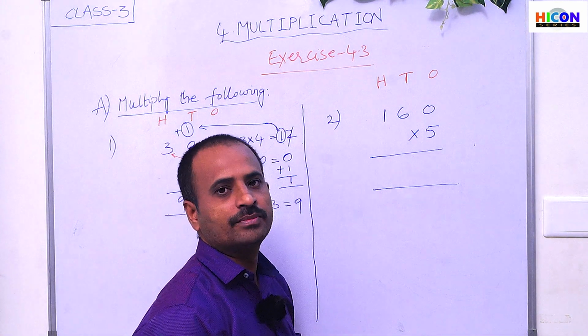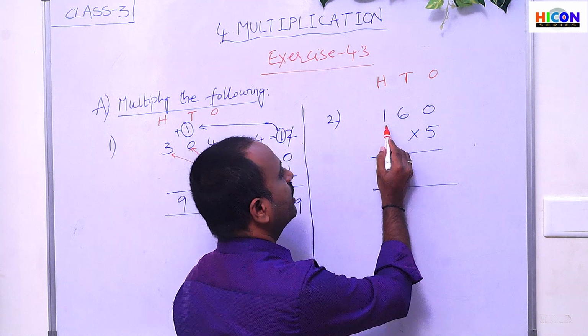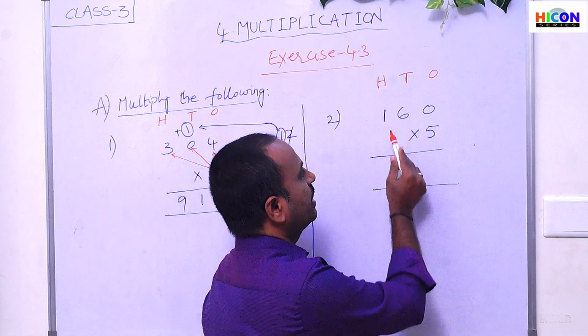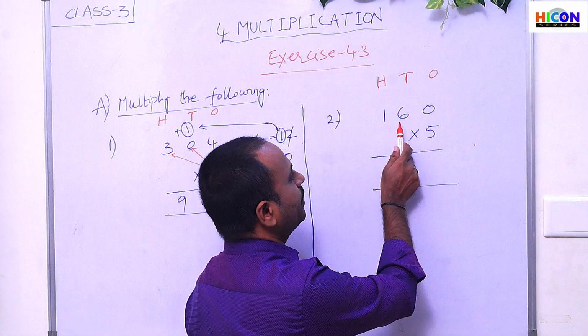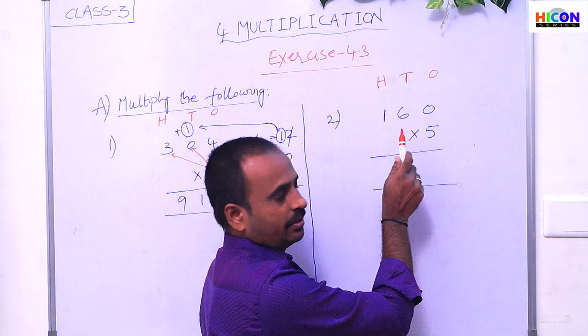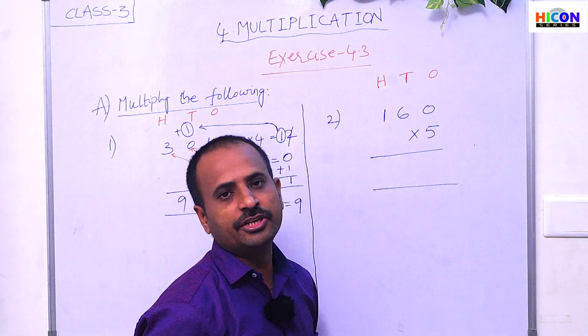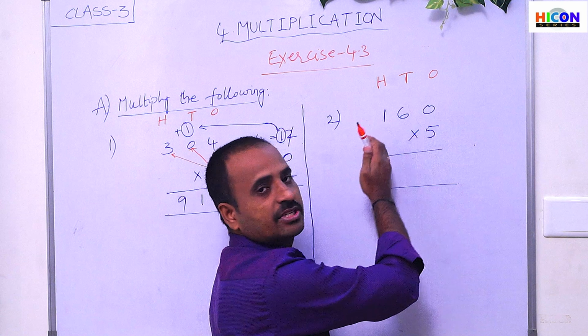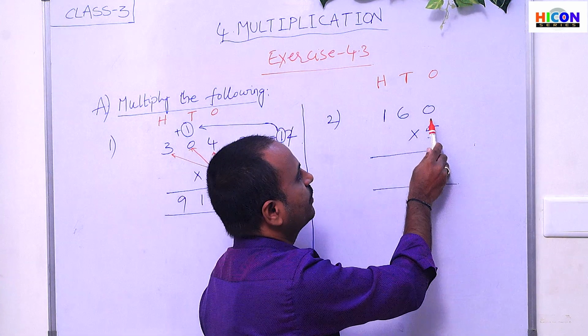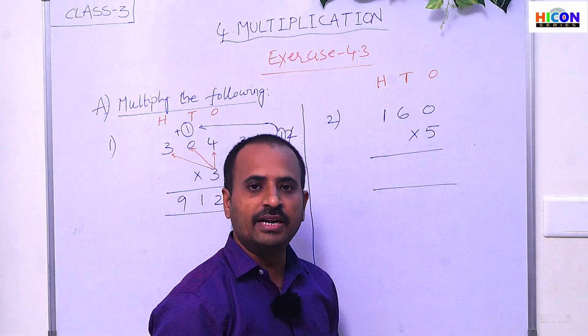In this problem, the given number is 160. This is a 3-digit number, and we have to multiply this number with 5. Here 5 is a single digit number. So now let us start multiplication from the ones place. What is present in the ones place? Here 0 is present in the ones place.